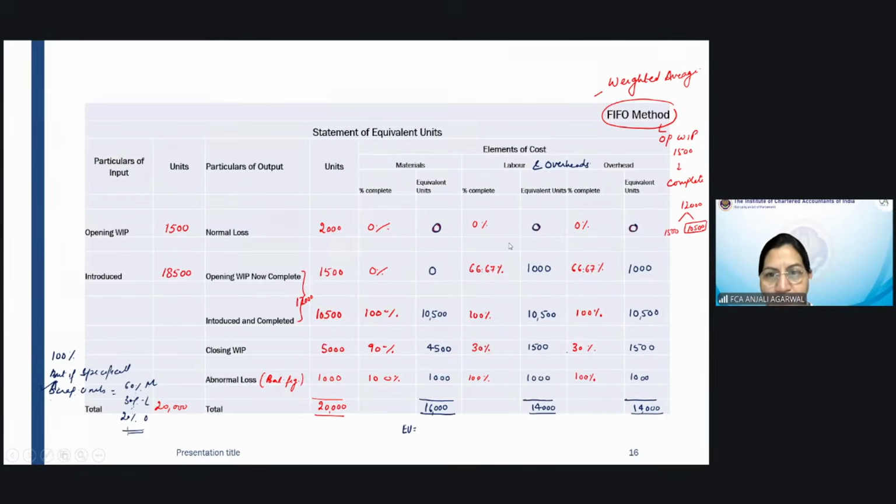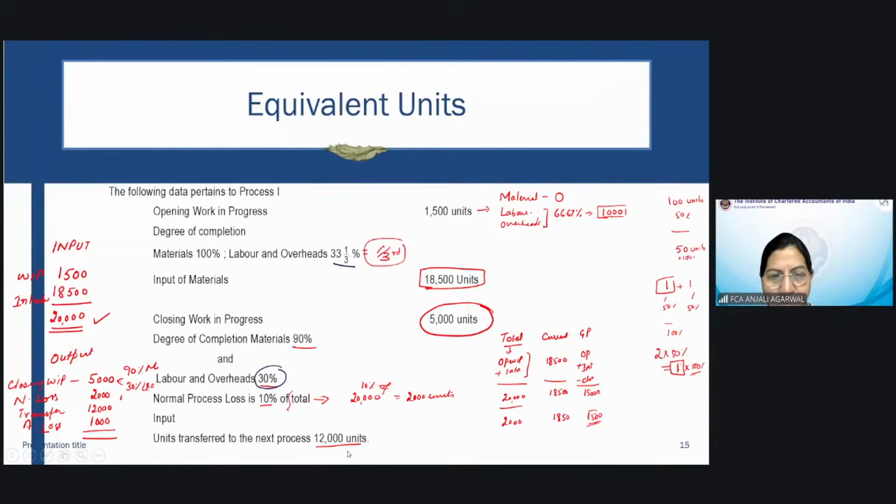We'll continue with the same question again. If you look at this question, there is not even a single figure where the amount is given in rupees. Everything is talking about units. So I'll take exactly the same example, but there the amount of opening WIP will also be given. What is the cost of 18,500 units? That will also be given. How much wages and overheads are incurred? That will also be mentioned, as well as the closing WIP and normal loss, everything will be given.